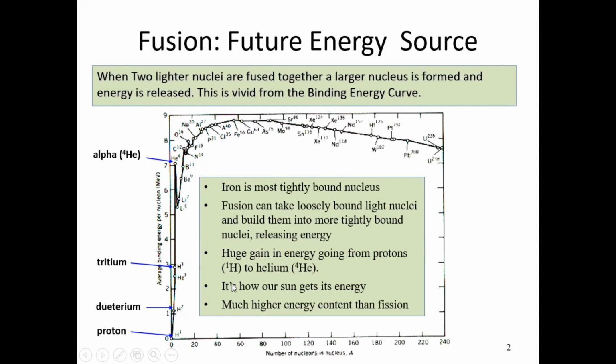This is the reaction in which the protons or the hydrogen nucleus gain energy, and then they form the helium, and the helium is relatively higher binding energy value. And that's how the sun is getting its power and energy, and much higher energy content is coming from the fusion of these isotopes.